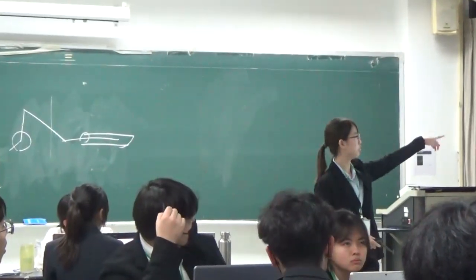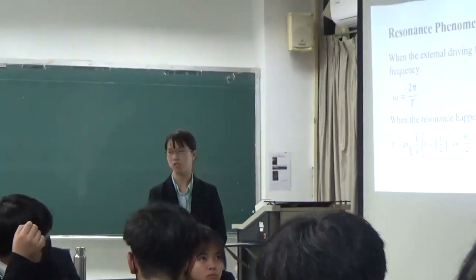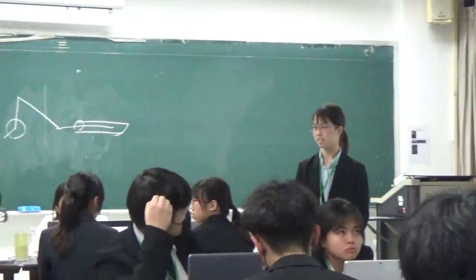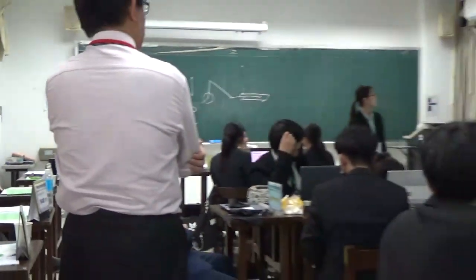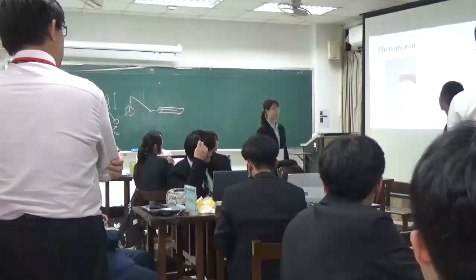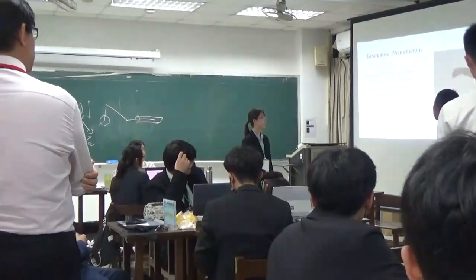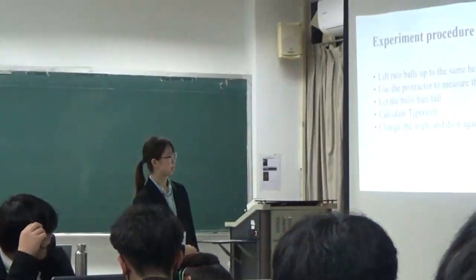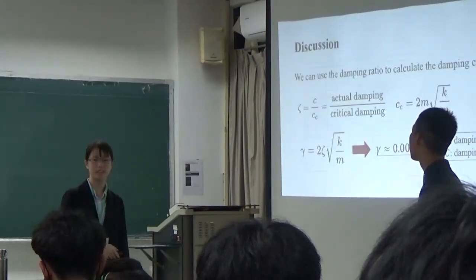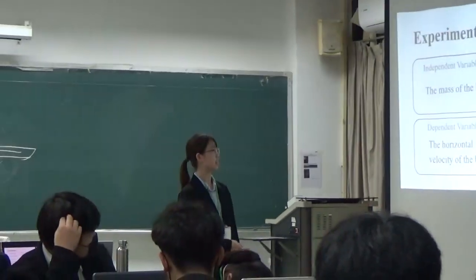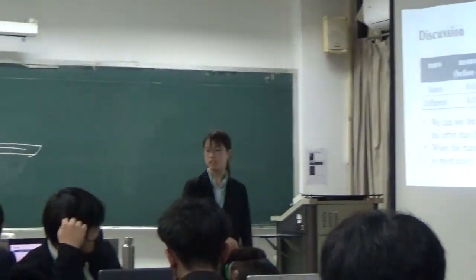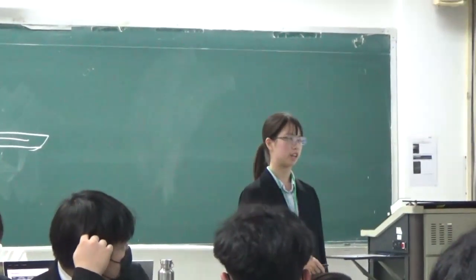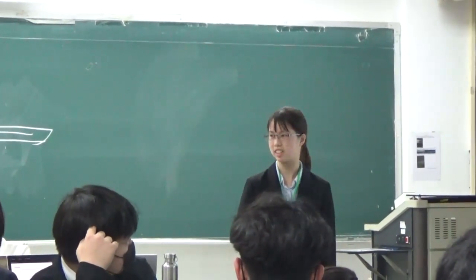We use natural frequency, which is 2 pi divided by the natural period. Then what is the natural period? Because we put the data into the simulation, we can find the angle becomes bigger, and so the amplitude becomes bigger. And so I think when the amplitude increases gradually, this is the resonance phenomenon.